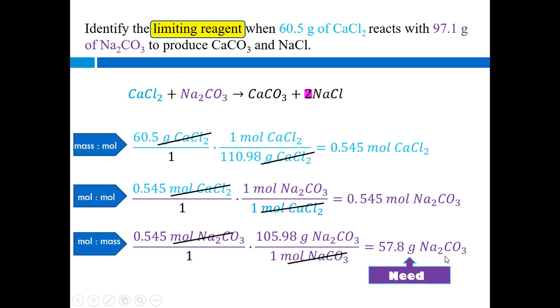But this is how much you need. In the problem, though, it gave you 97.1 grams of sodium carbonate. So you only need 57.8, but the reaction gives you 97.1. So you have way too much. Because you have way too much, that would imply that it's the excess. Therefore, by deduction again, the limiting reagent in this case would be calcium chloride. I hope that helps in terms of using different strategies to determine limiting or excess reagent.